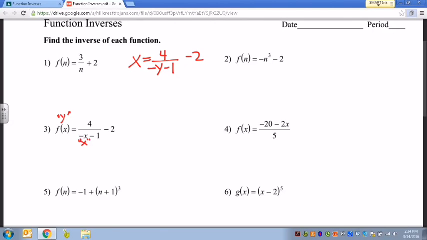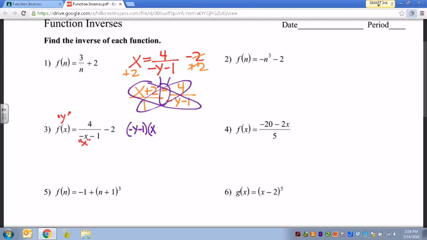All right, first step is I'm going to add 2 to both sides. So x plus 2 equals 4 over negative y minus 1. All right, so I'm going to put an invisible 1 under x plus 2. And in order to solve this, I'm going to cross multiply, to which you might say, oh no, this looks kind of confusing. There's my butterfly. So it's going to be negative y minus 1 times x plus 2 equals 4.